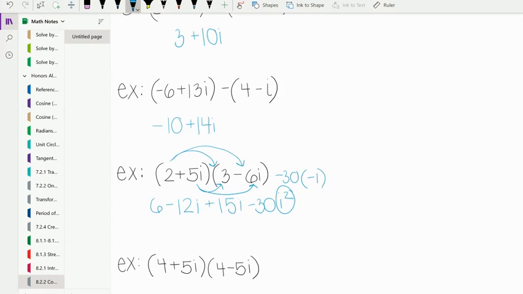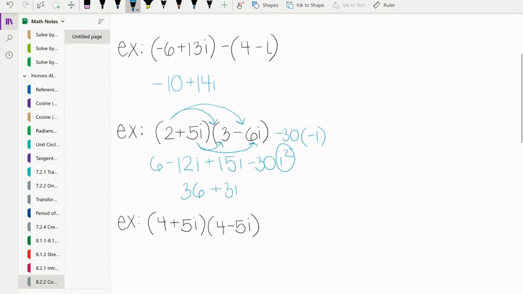So we have a positive 30 and a positive 6, which is 36. And then we'll do the imaginary part. So we have -12i plus 15i, which is positive 3i. So that's the real plus imaginary part.